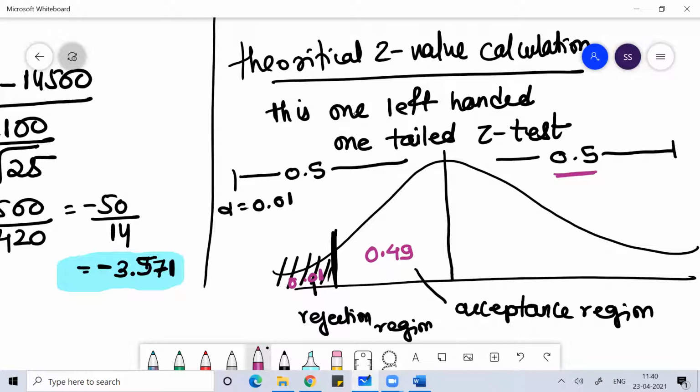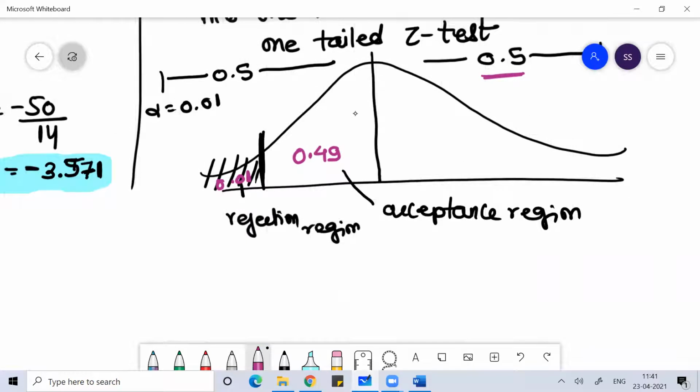Because there is a less than term here, you look at the left hand side of the curve, where you put the rejection region of 1%, which is 0.01. So the acceptance region would be 0.49 on the left hand side. I hope you understand. Very simple.